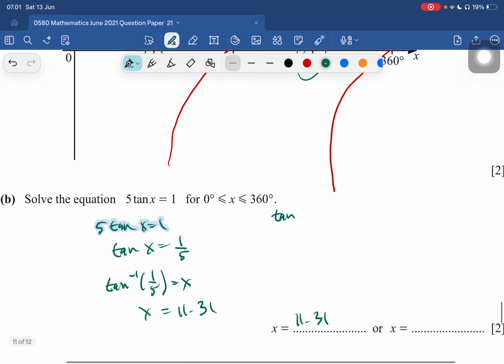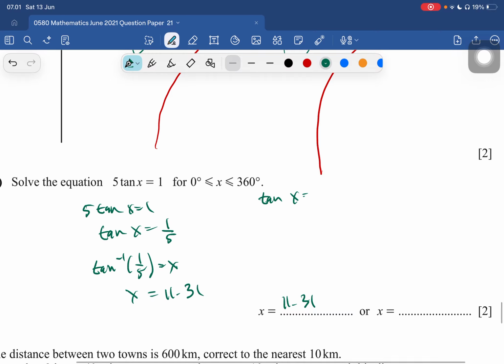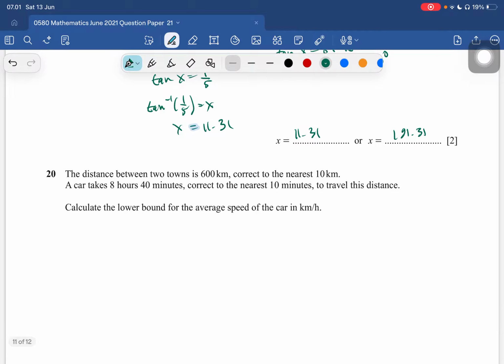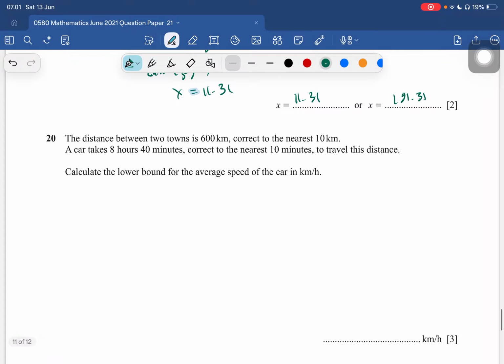So another solution for tan is x plus 180. So if we got 11.31, just plus 180 degrees. It's going to be 191.31 degrees.